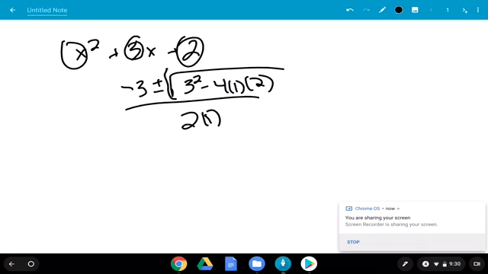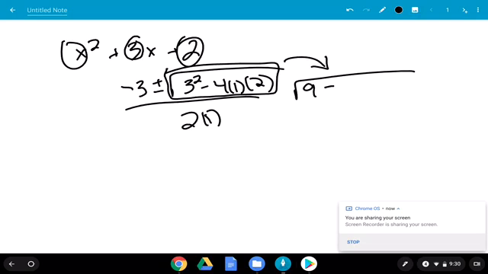And then we will look at the square root more closely. You'll see that 3 squared is 9, and negative 4 times 1 times 2 is negative 8. So you are left with negative 3 plus or minus 1 all over 2. You will then solve for x. So x is either negative 1 or negative 2.